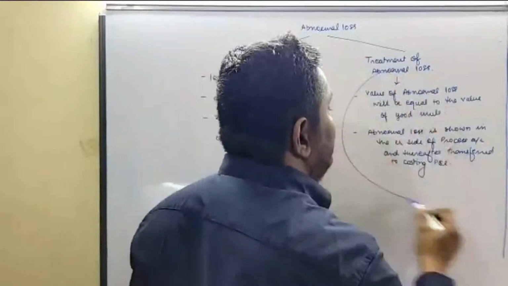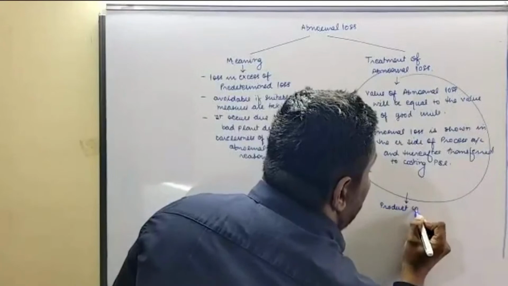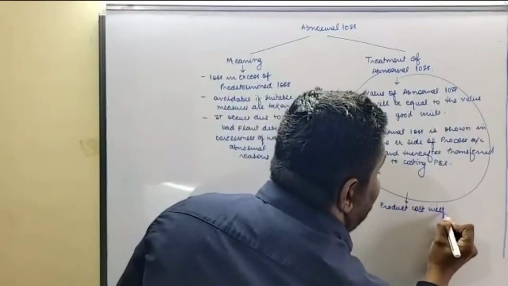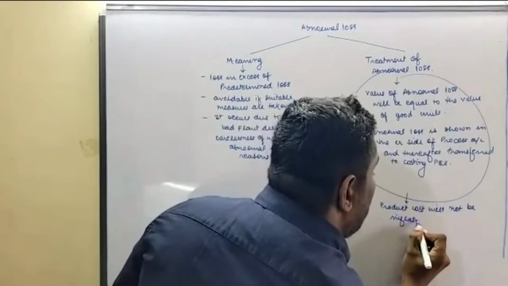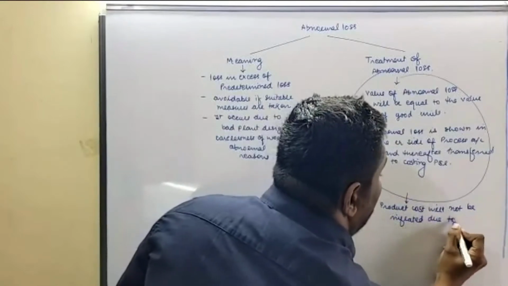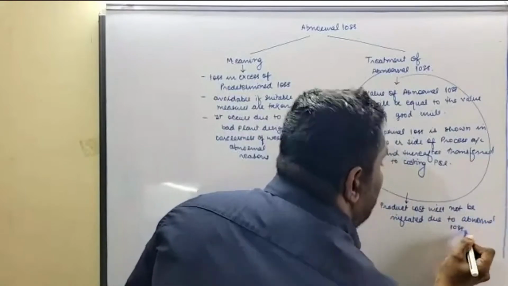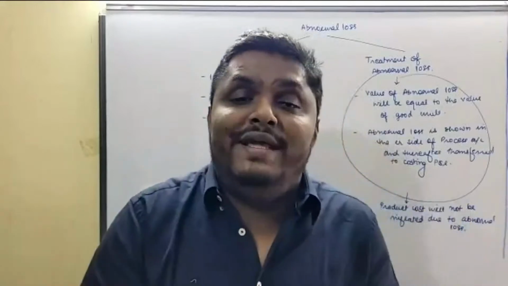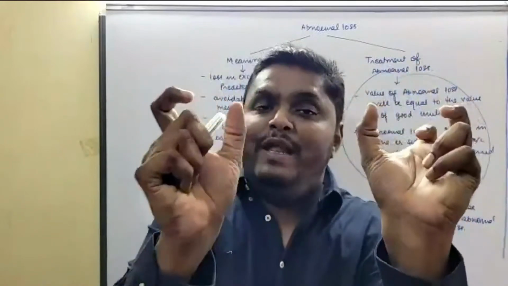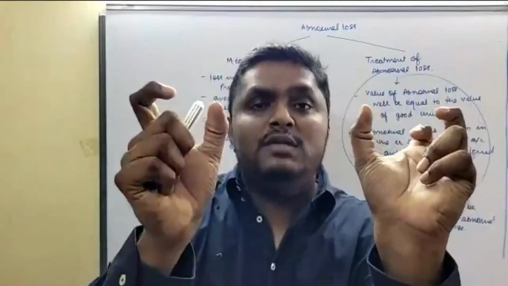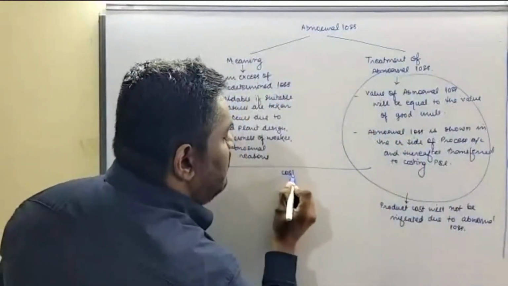The product cost will not be inflated due to abnormal loss. So हमारा cost per unit calculation करने वाला formula same रहेगा. That is total cost minus scrap value realized on sale of normal loss, whole divided by... the formula for cost per unit will be same.